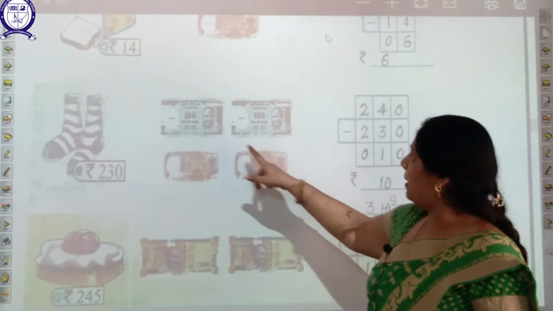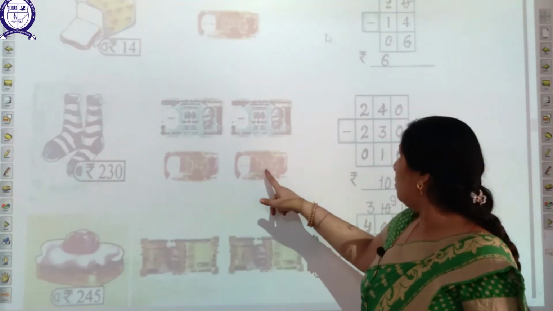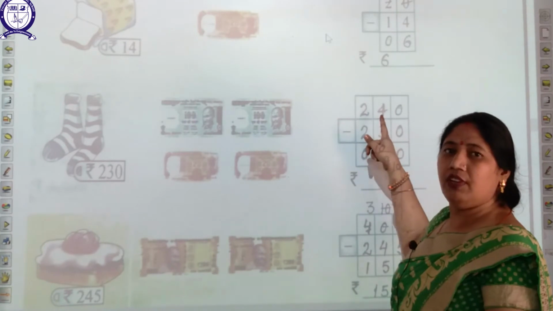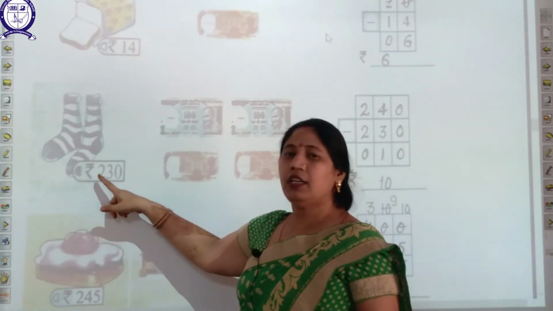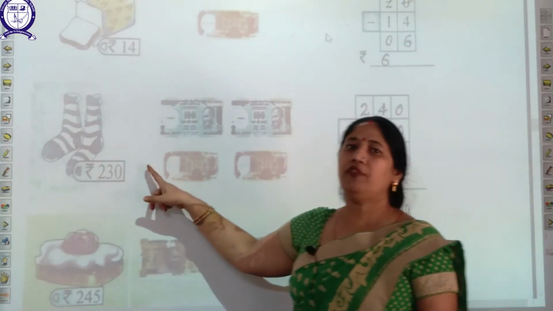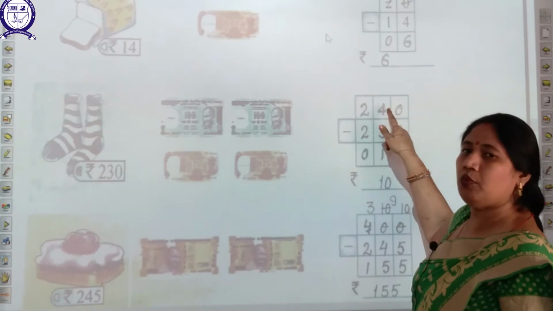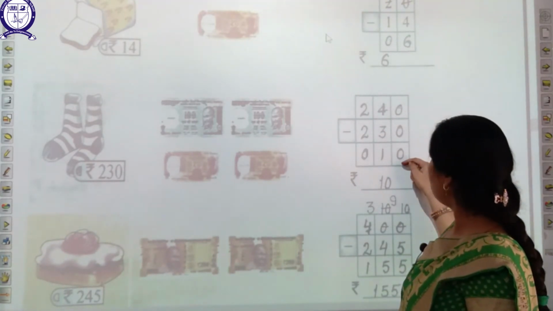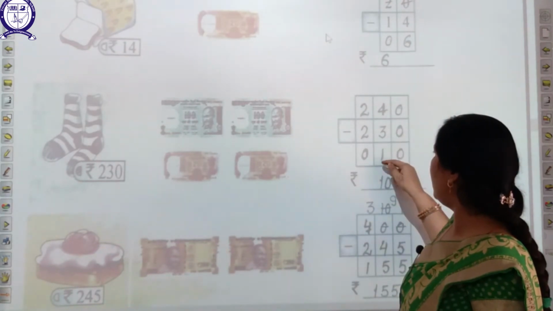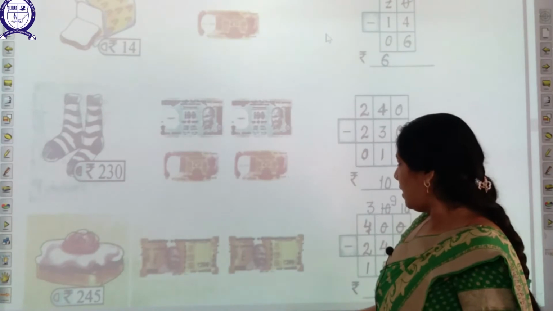We have given the money 100 plus 100, 200, 220, 240. So we have given the shopkeeper 240 rupees and we have bought an item of 230. So 230 out of 240. So 0 minus 0, 0. 3 out of 4, 1. So the shopkeeper returned us rupees 10. Come to the next.